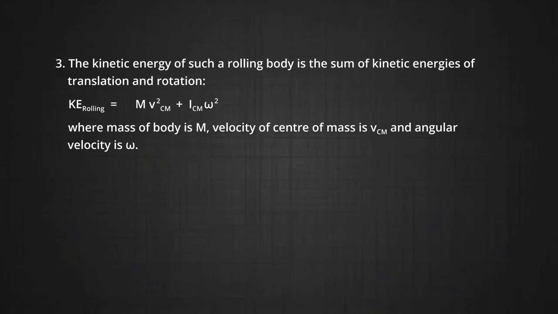Also, the pure rolling object will be effectively rotating about the point of contact, which acts as an instantaneous center. Third, the kinetic energy of such a rolling object is the sum of kinetic energies of translation and rotation. That means kinetic energy rolling can be written as half m v_cm square plus half I_cm omega square, where m is the mass of the body, v_cm is the velocity of the center of mass and omega is the angular velocity of the rotating object.